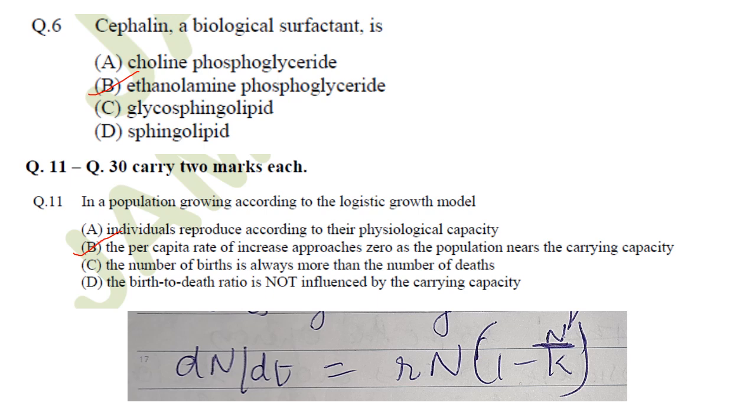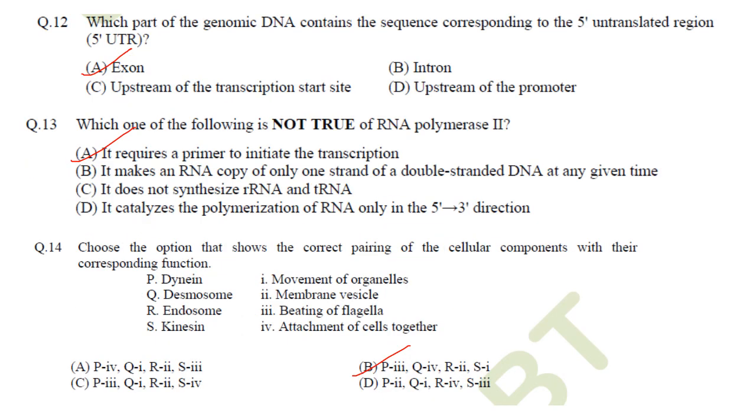Answer is option B. Then which part of the genomic DNA contains the sequence corresponding to the 5' untranslated region? It is exon. Answer is option A.